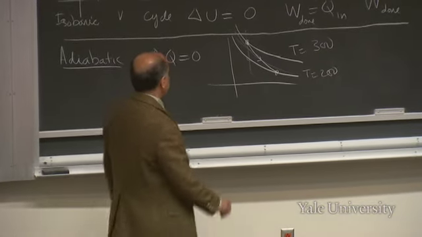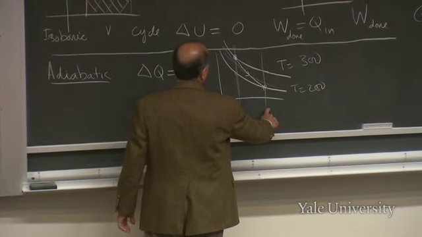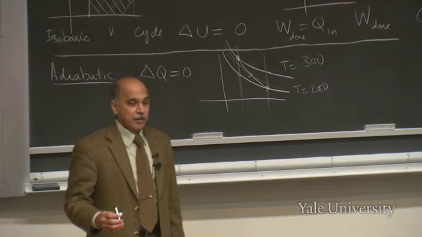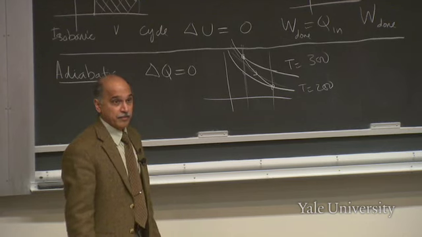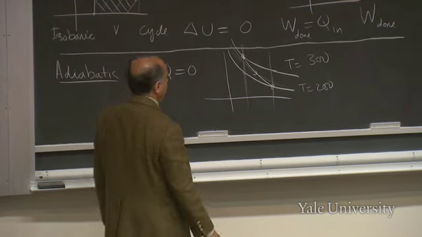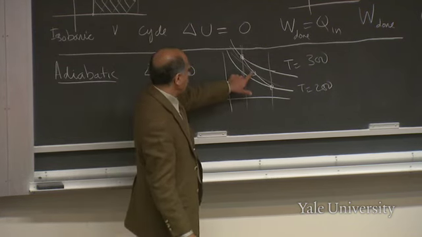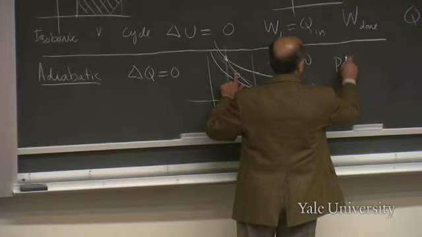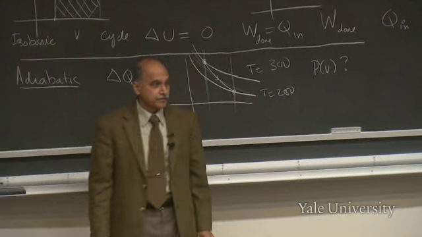Another way to say this is that the drop in pressure for a given increase in volume will be more precipitous for adiabatic, because it's expanding but there's no energy coming in the form of heat, so the pressure drops more precipitously. So it won't be PV equal to constant. And the question is, what is it? What is the equation for an adiabatic process? What is P as a function of V? That's what we want to ask now.